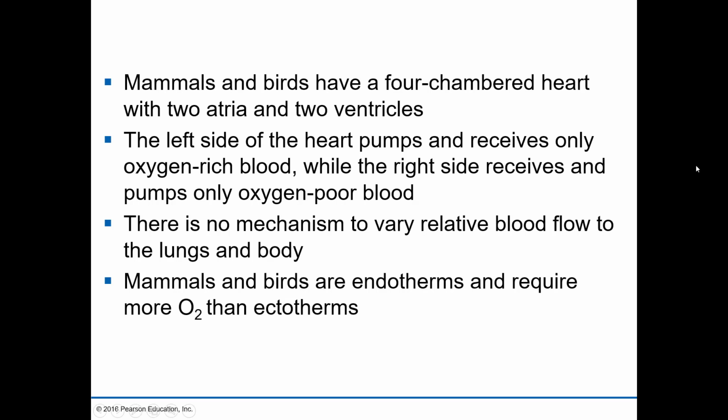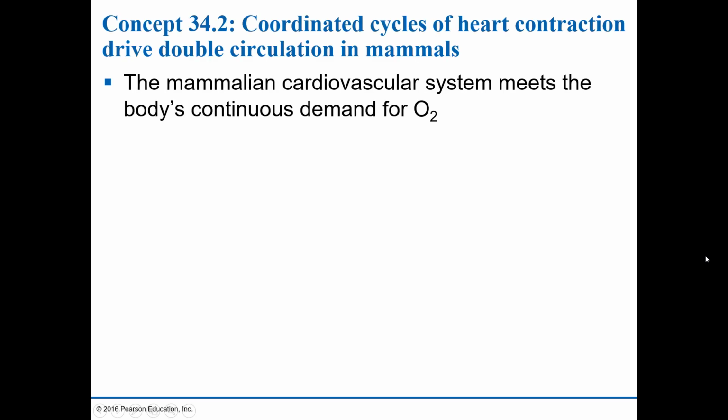So mammals and birds have 4-chambered hearts with 2 atria and 2 ventricles. The other guys had 3 chambers, right? The left side receives and pumps out only the oxygen-rich blood, and the right side is always the oxygen-poor blood. There's no mechanism to vary relative blood flow to the lungs or the body, so we don't have intermittent breathing. But also what's similar between mammals and birds is that we're endotherms, and so we require more oxygen than the ectotherms do, which is why we are adapted to have this 4-chambered heart, and we're a little bit more efficient. Birds especially are extremely efficient.